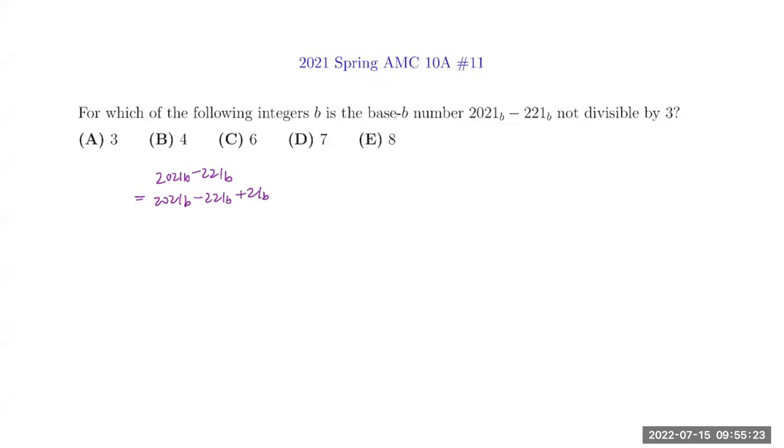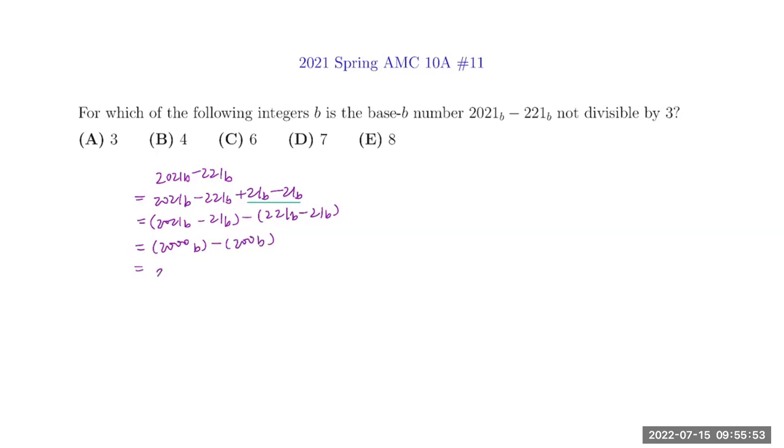plus 21 base b minus 21 base b, because these two technically cancel out. And then rearranging gives us 2021 base b minus 21 base b minus 221 base b minus 21 base b. Okay, so we've moved it into both of these parentheses. Now let's do some subtraction. We get 2000 base b minus 200 base b.